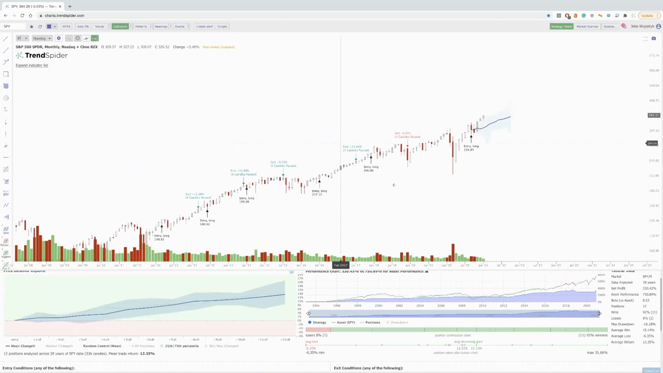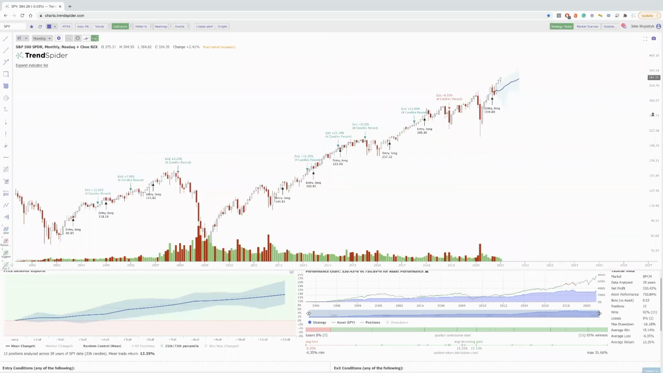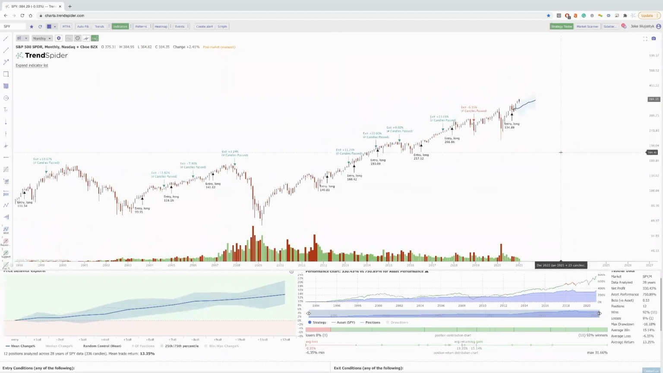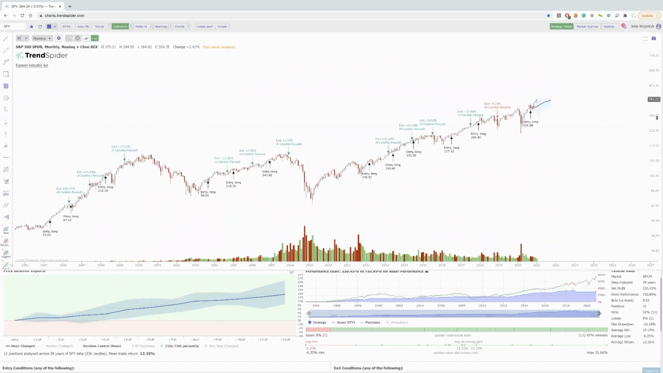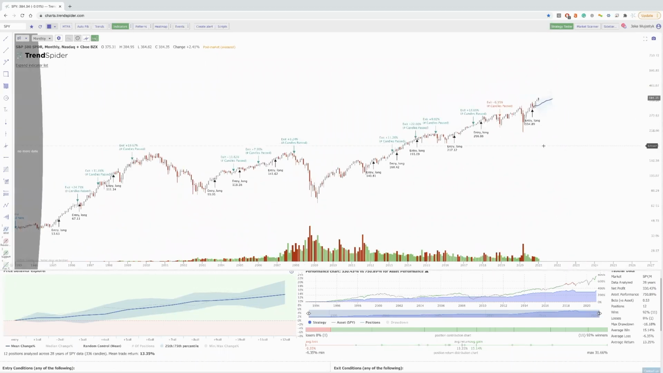So it can give you an idea on sentiment. All right, SPY is strong, so likely the rest of the market's going to be strong. And that's kind of exactly what we've seen. So this is a nice visual representation of that.